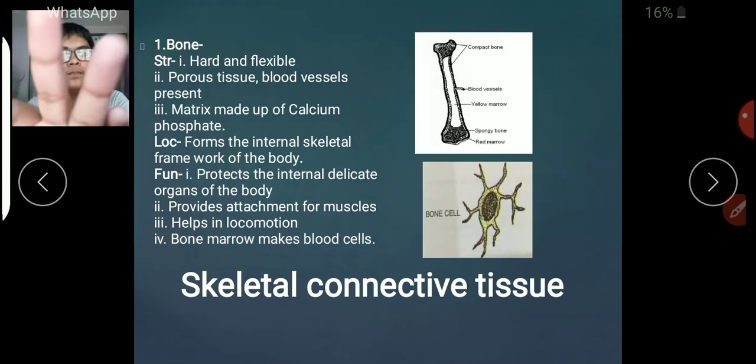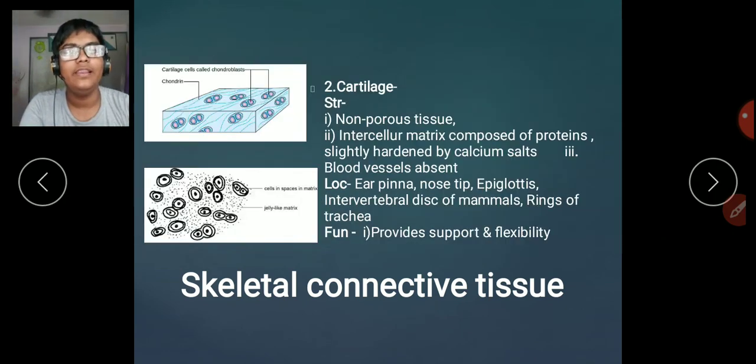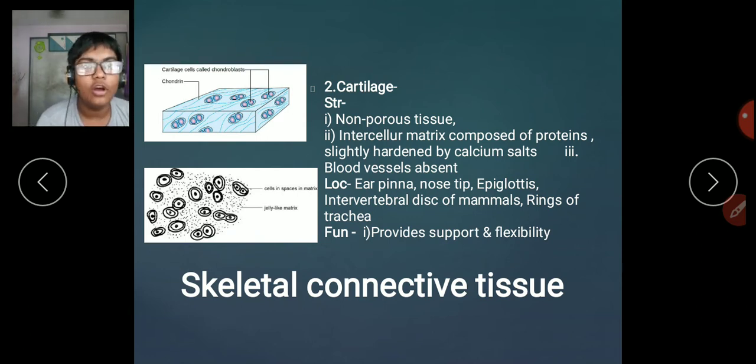The next part is the cartilage. By structure, it is a non-porous tissue, just the opposite of bone. The intercellular matrix is composed of proteins, whereas that of bone was composed of calcium phosphate, and this is slightly hardened by calcium salts. Blood vessels are absent over here. Again the same things: location, function. Learn any one of them, you will remember the other one.